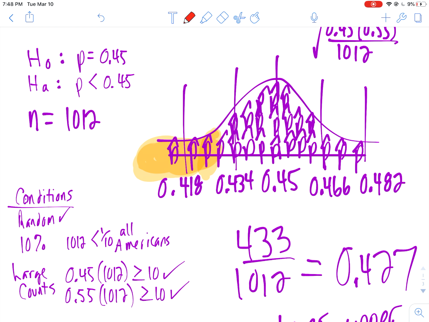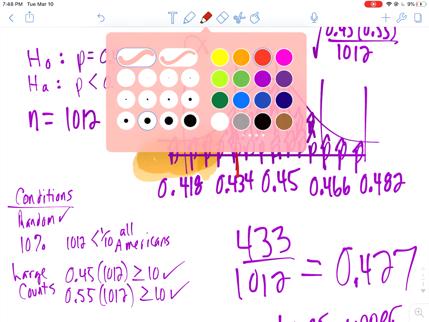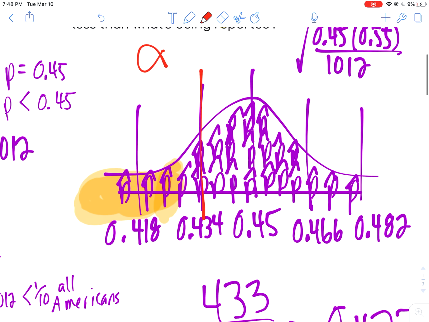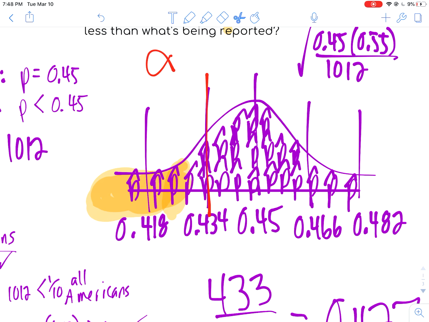Where do you want to set that significance level? Sometimes people set it to about 10%. They'll say, we're going to reject 10% of all possible statistics, the lowest 10%. Because you have to draw the line somewhere. You have to say, when am I going to start believing that this 45% isn't true?